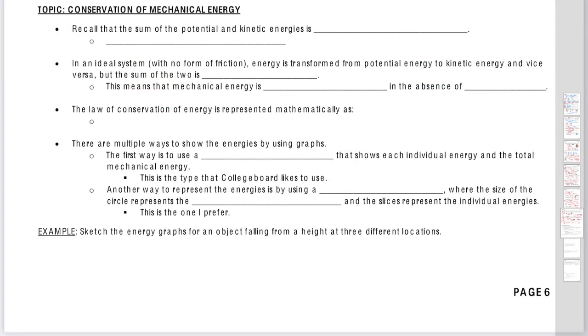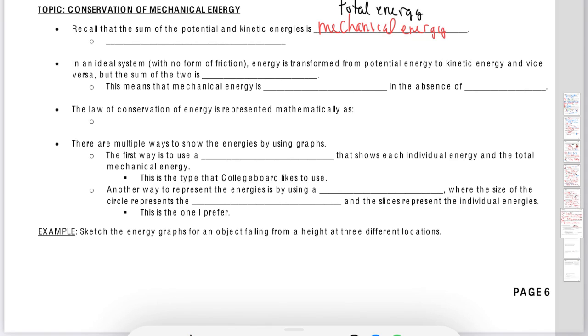Alright, so to start off this video about conservation of mechanical energy, let's just remember that the sum of the potential energy and the kinetic energies is mechanical energy. Again, sometimes referred to as total energy. Mathematically, it's just going to be E equals K plus UG plus US. And I apologize, my K looks like an R.